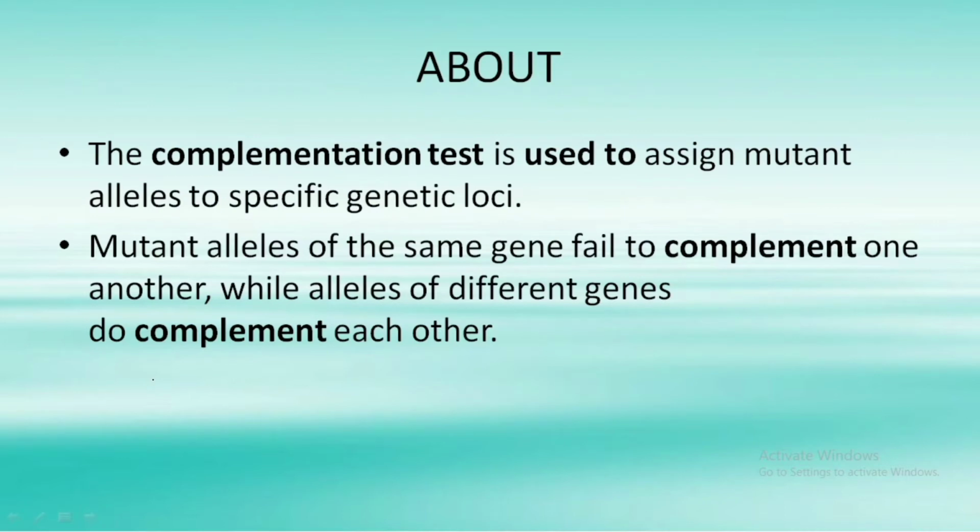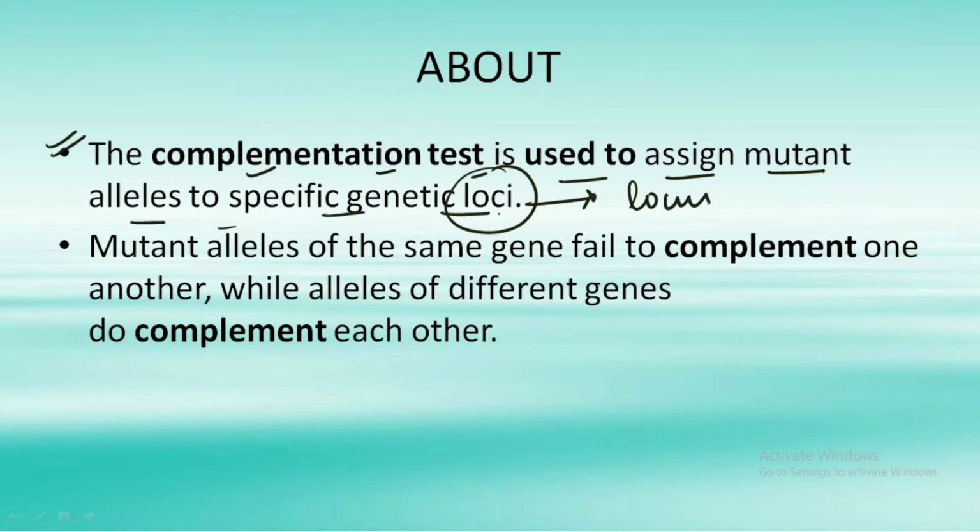So talking about the complementation test, these tests are used to assign the mutant alleles to a specific genetic loci, or in very simple words, complementation tests are used to identify the actual region or the specific genetic loci. And what is a loci? We have discussed what a locus is. It is the singular form of the same. So locus is nothing but the location or the region on a chromosome.